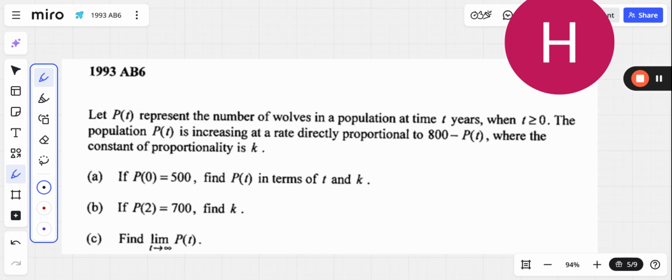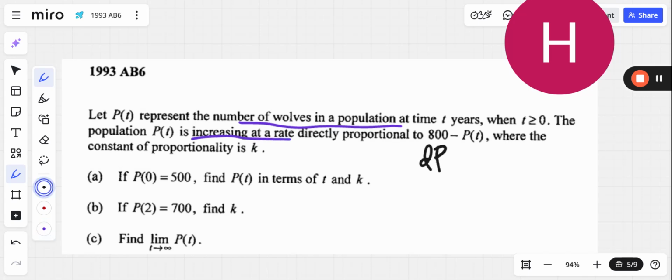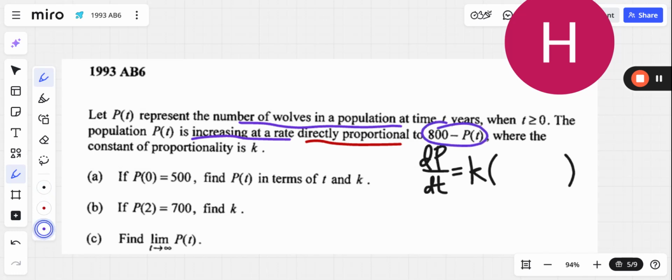And here we go. P of t represents the number of wolves in a population at time t, where t is greater than or equal to 0. The population is increasing at a rate. So we're going to call that dP/dt. And the rate is directly proportional, which means that we have some multiplier, usually called k, is directly proportional to something. What is it directly proportional to? 800 minus P of t, which is the current amount of population.